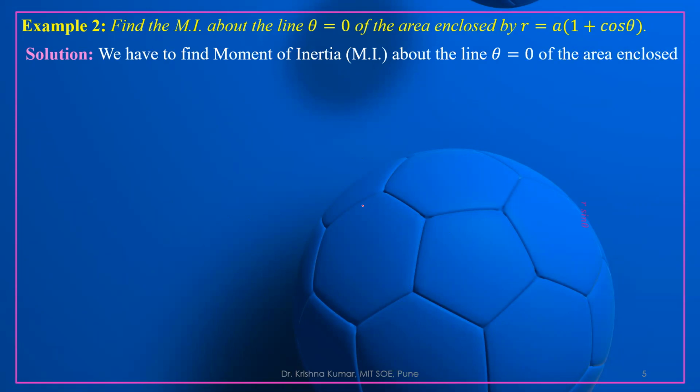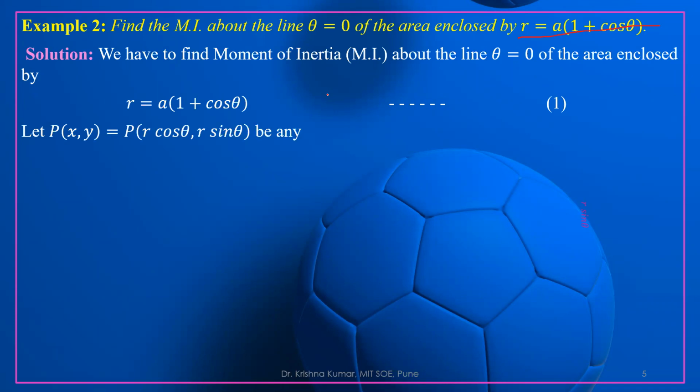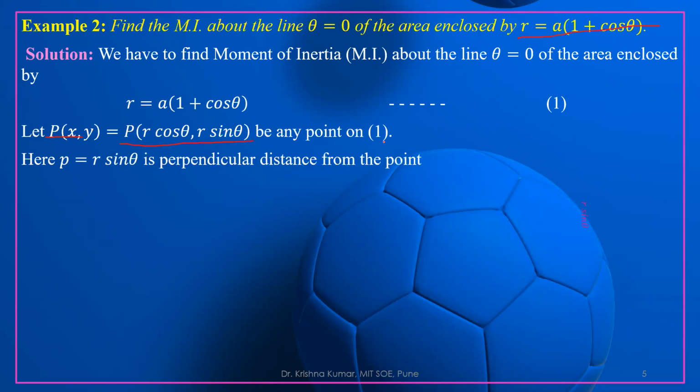It is the cardioid. We know about this cardioid. So we have to find the moment of inertia about the line theta equal to 0 of the area enclosed by the cardioid r equal to a times 1 plus cos theta. Since we are using the area, let us take P(x, y). Now P(x, y) will be converted into polar form, P(r cos theta, r sin theta), any point on it. So here p is equal to r sin theta, the perpendicular distance from the point.